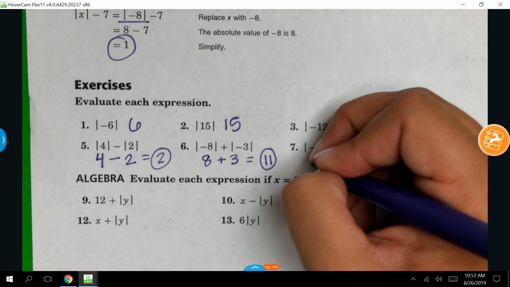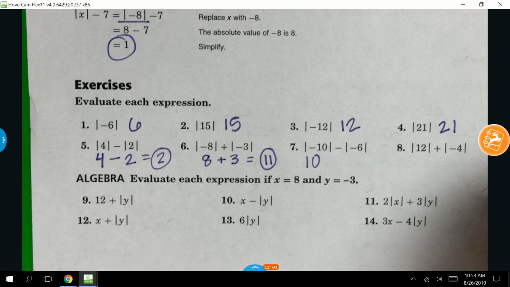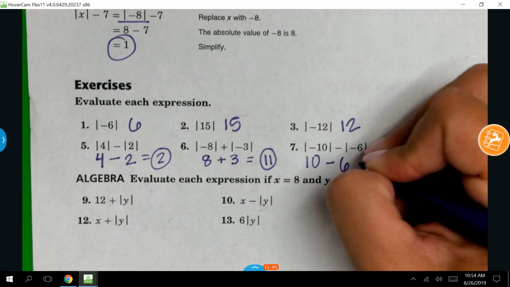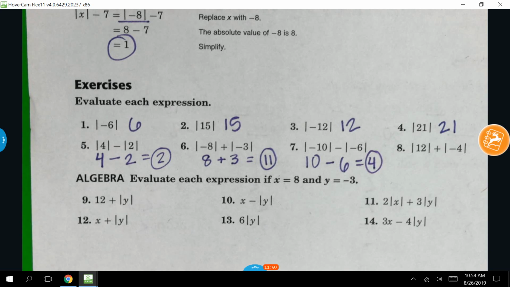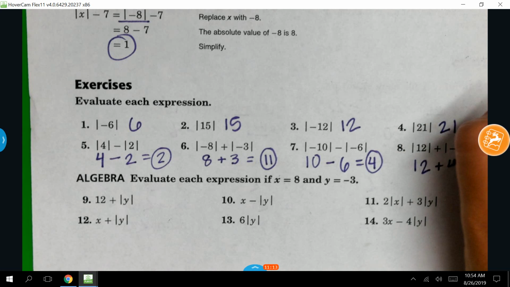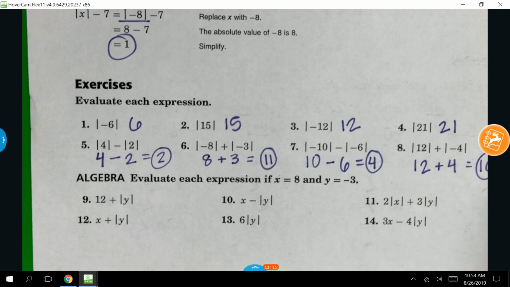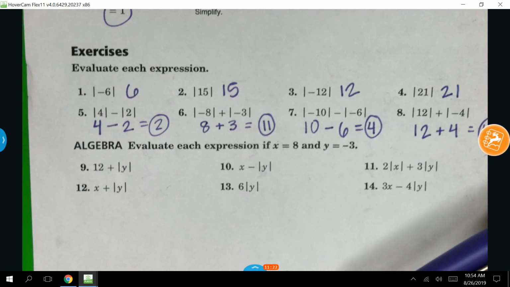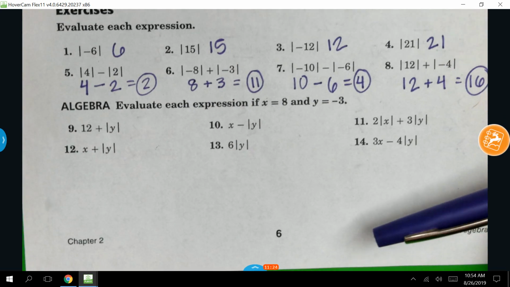Absolute value of negative 10, 10 minus absolute value of 6. So now I have 10 minus 6, which gives me 4. And that last one, I should have 12 plus 4, which should give me 16. Okay. We good?